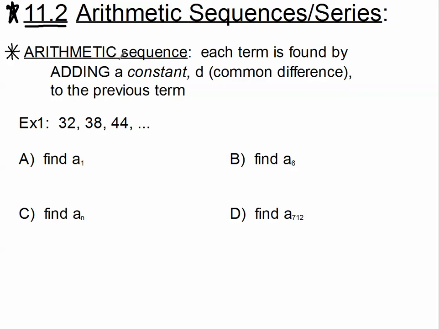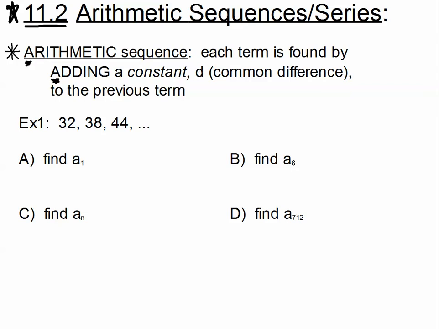Okay, so arithmetic sequences, each term is found by adding, notice the A, adding a constant, the same number every time. We call that constant d, and it's called the common difference. We add that constant to the previous term to get the next term. So arithmetic is adding. But again, it has to be adding the same number every time.